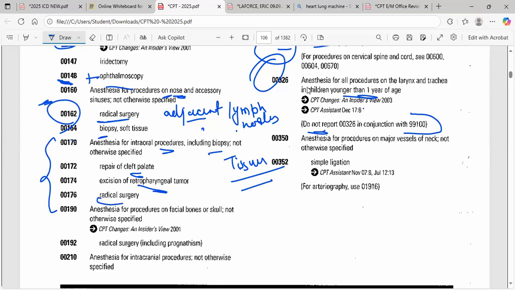Okay. Can any of you tell me the difference between 00176 and 00162? Any of you can tell me the difference between these two?